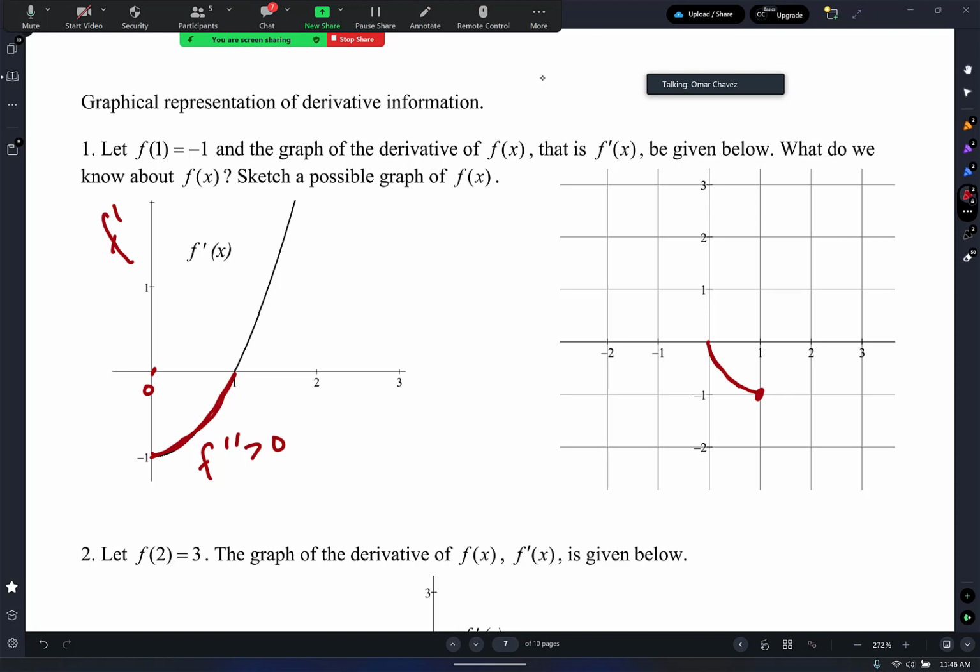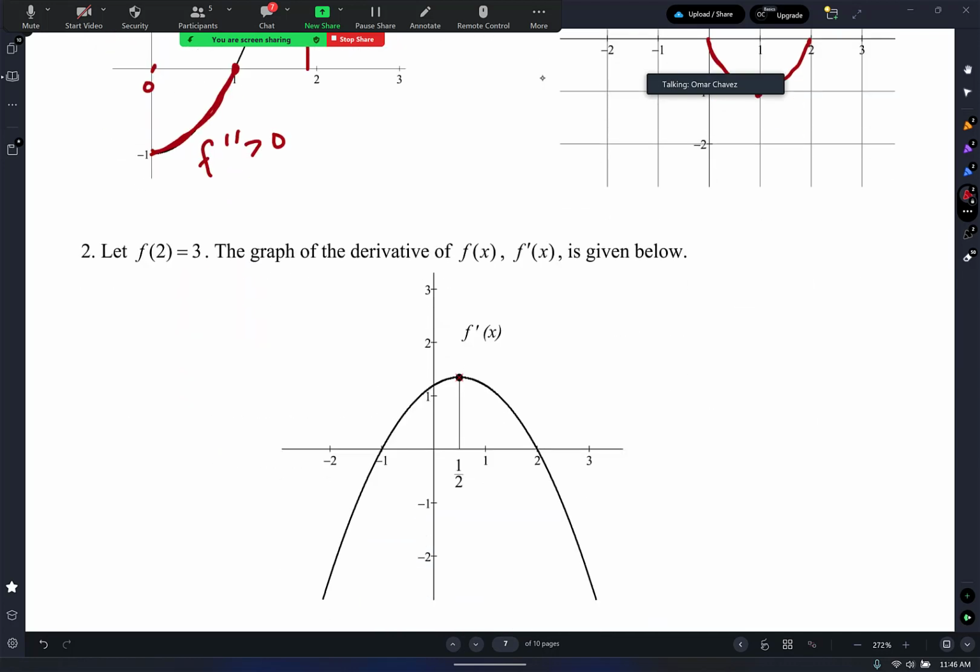I know that I have a horizontal tangent right at 1 because it's touching the f prime graph. And then after I pass x equals 1, f is increasing because it's positive, and I'm still concave up. And it looks like I stop at 2, so I'm just going to go like this. And there it is. How do we feel? Okay. All right, let's go to the next one.